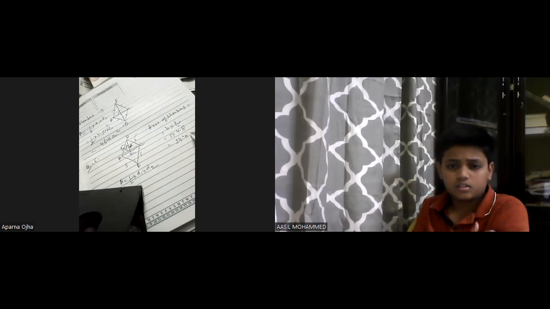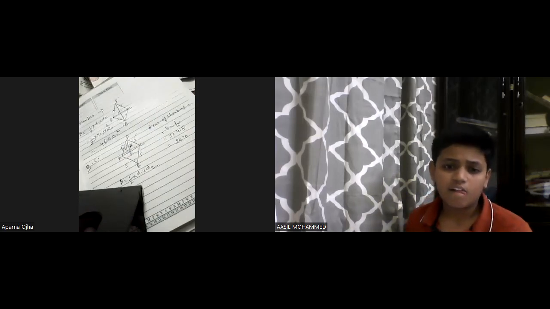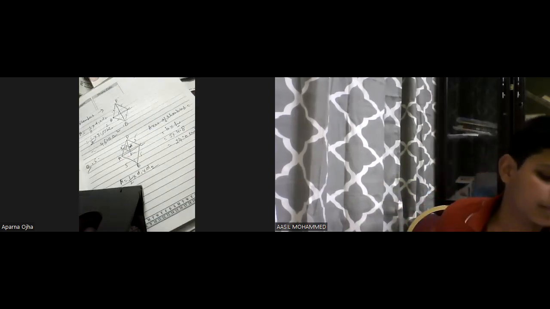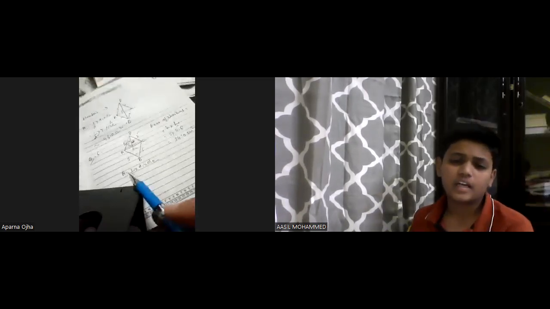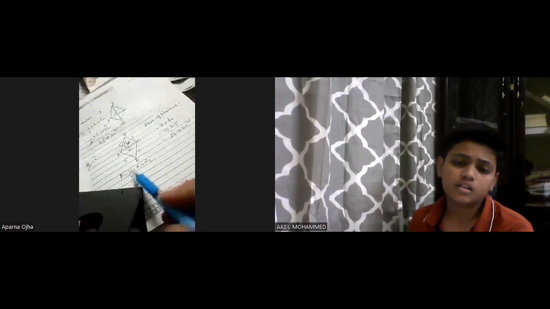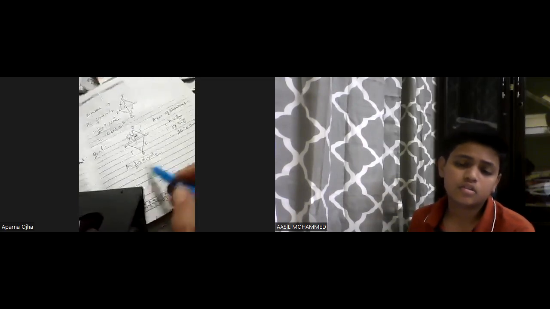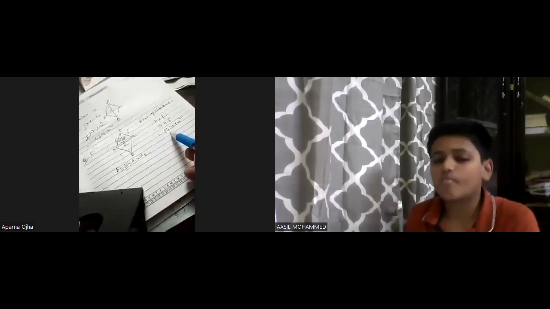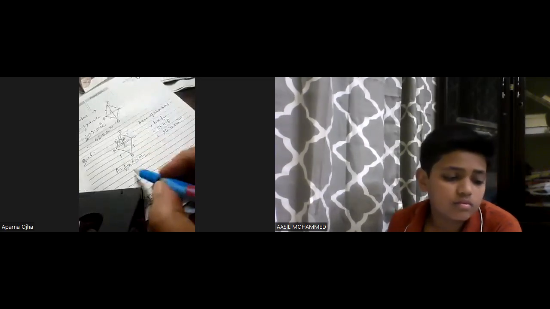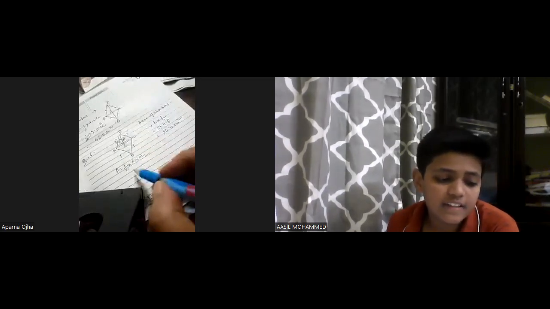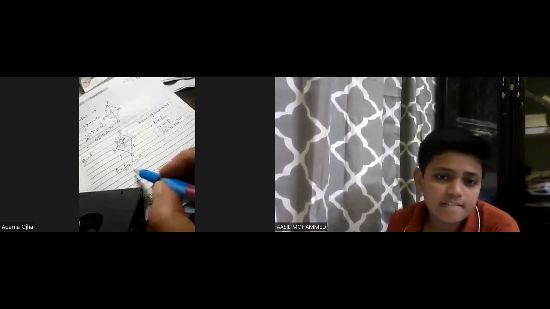The unit is centimeter, so this is square centimeter. We know that area equals half into the product of the diagonals. The area of this one is 24. Half, and one diagonal you have to find.